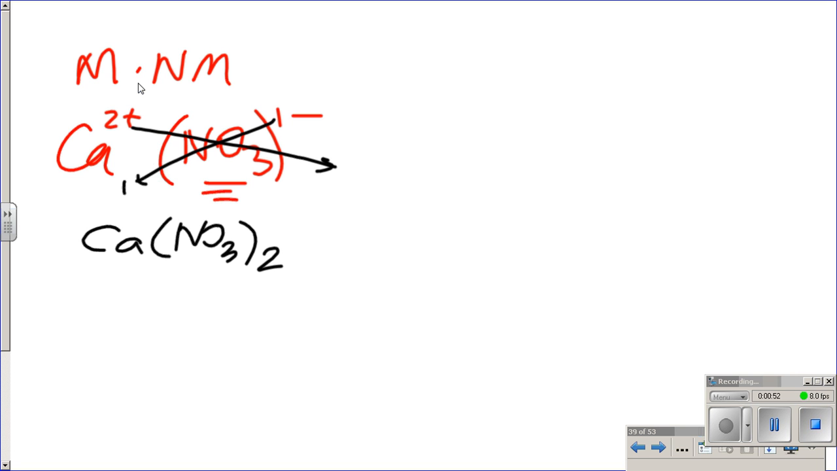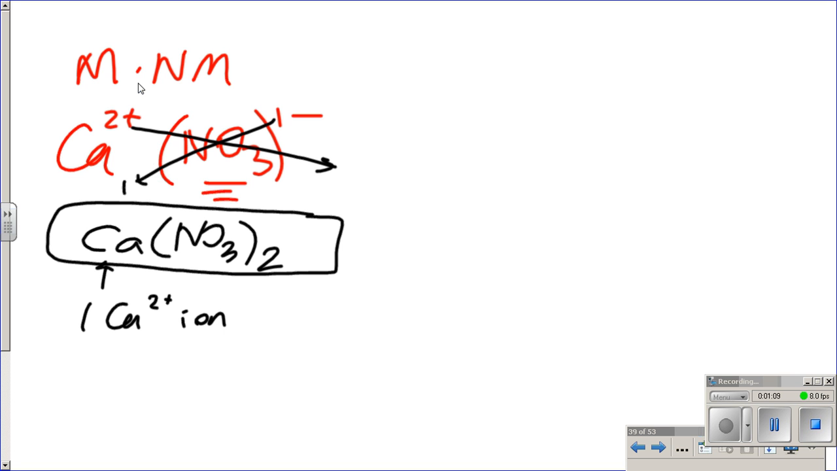Calcium nitrate requires 1 calcium 2 plus ion to balance out how many nitrate ions? How many nitrate ions do I have in this formula? 2 of them. That subscript says I have 2 nitrate ions. And that makes sense. 1 calcium ion balances out 2 nitrate ions because what's the overall charge of 1 calcium ion? Overall. What's the charge on this baby?